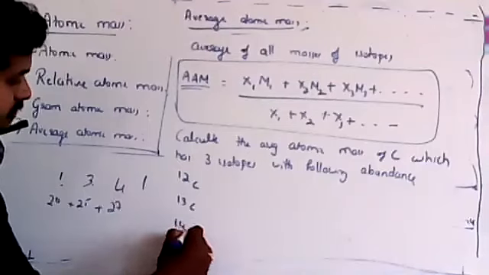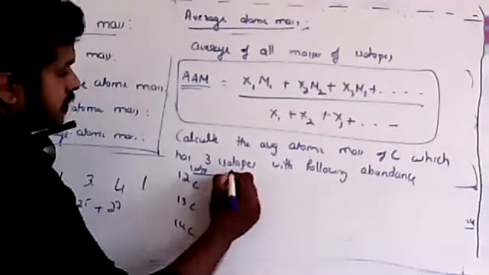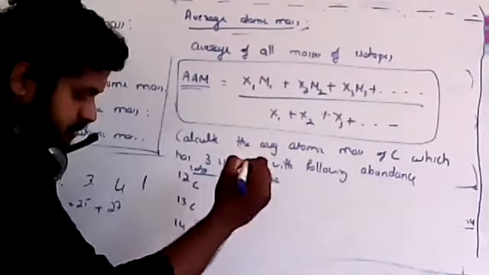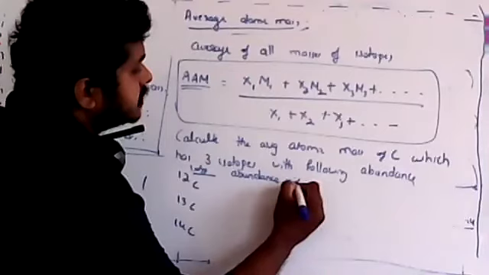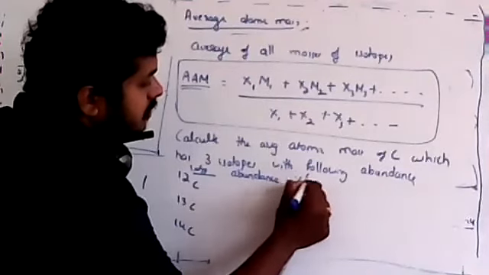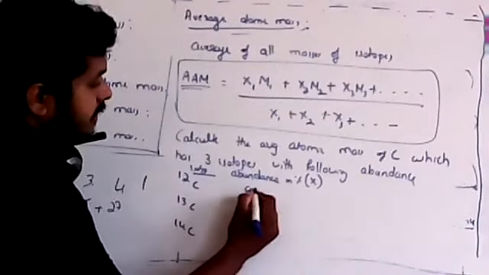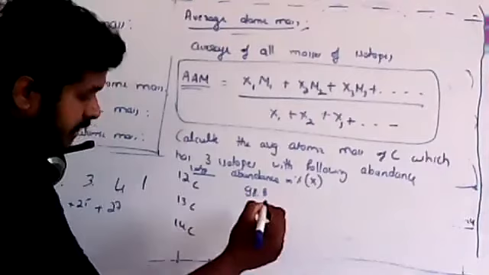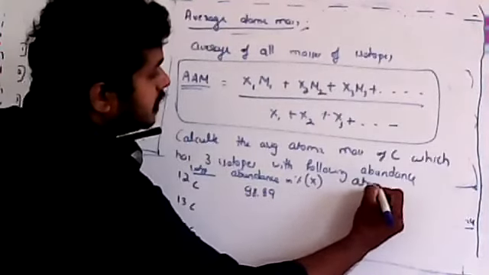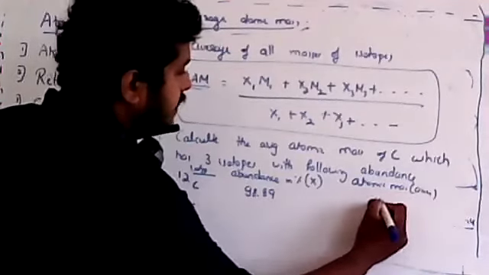12C, 13C and 14C, so these are the isotopes. The next one is the abundance in percentage. This is what we call the x value. The percentage abundance is 98.89, with the atomic mass expressed in AMU as 12.